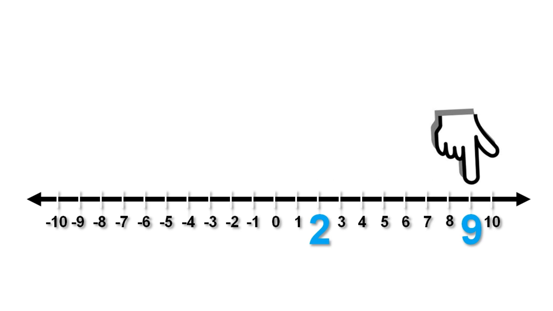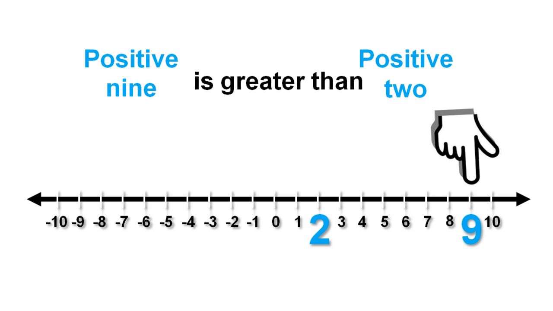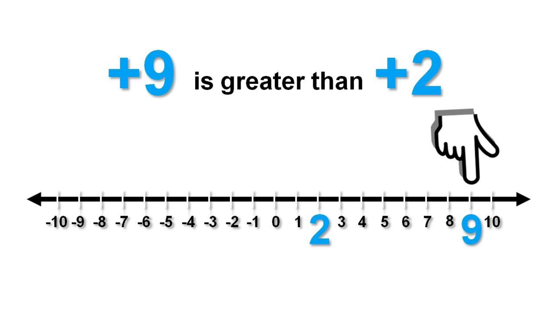If we move from left to right on the number line, the numbers get bigger. Positive 9 is further to the right than positive 2. So we can say that positive 9 is greater than positive 2. There is a special way we write this in maths.